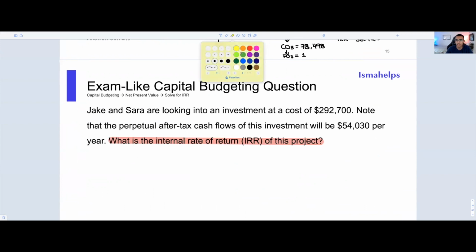And we're going to have basic inputs once again, right? Your initial investment at a cost of 292,700. And then you're going to have, in this case, perpetual after-tax cash flows of 54,030 forever, okay?